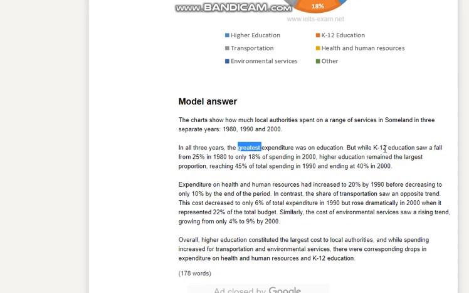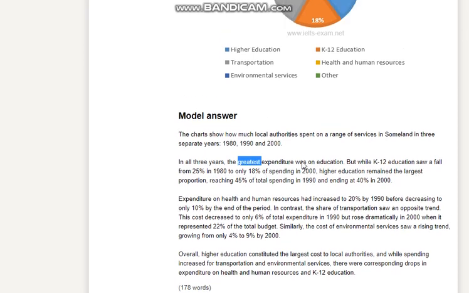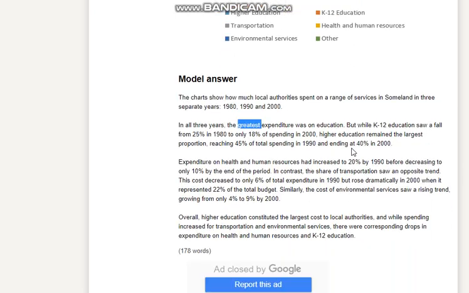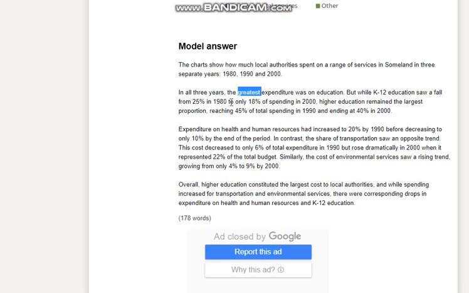But while K-12 education saw a fall from 25% in 1980 to only 18% of spending in 2000. Let's see. Red one and 20%. In 1980 to only 18% of spending in 2000. And the comma is here. Be careful with commas, how you use them. If you don't use them, possibly you lose some marks.